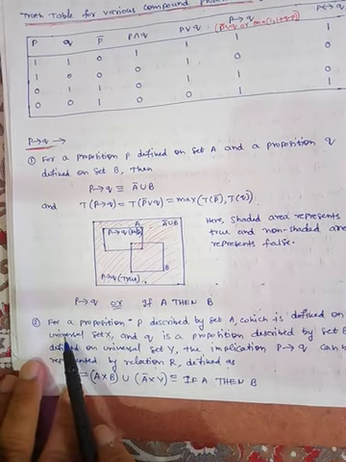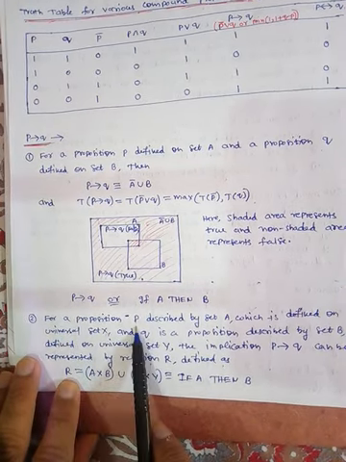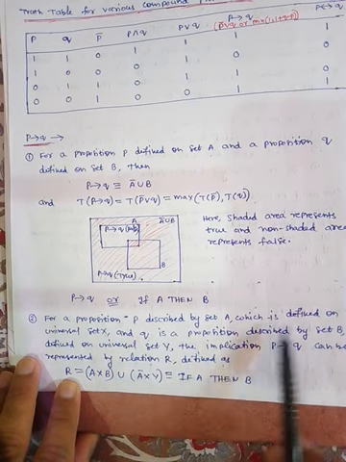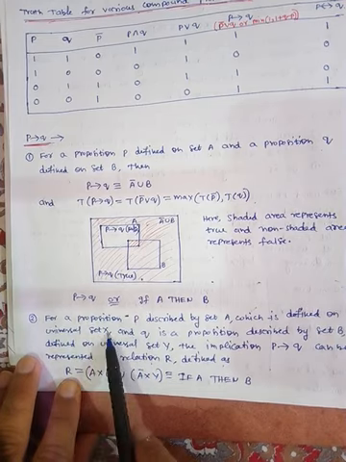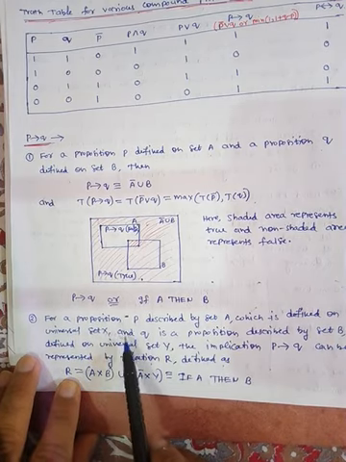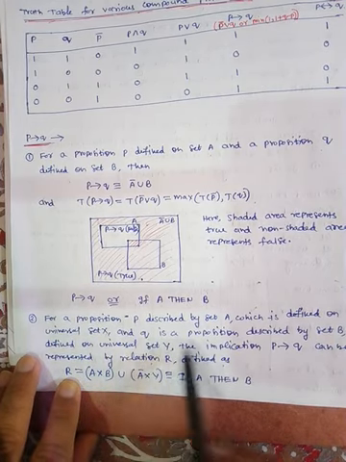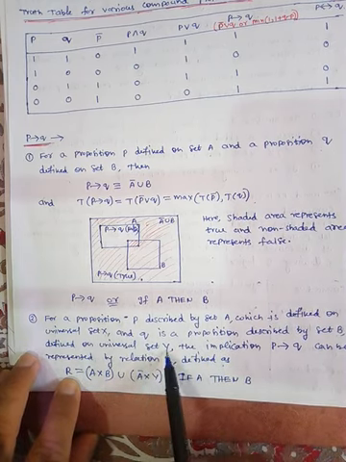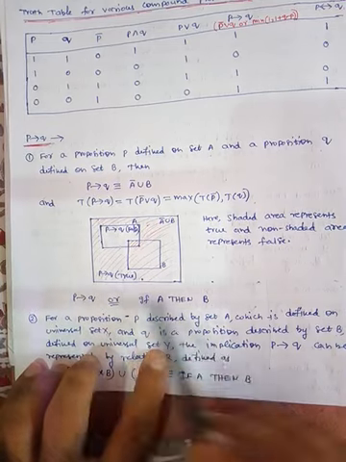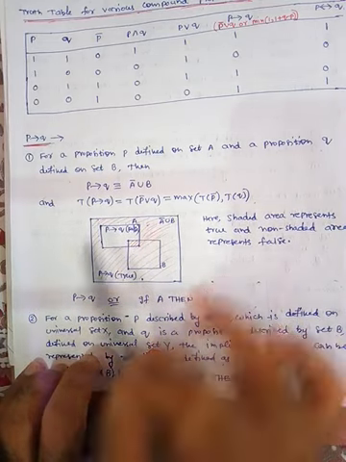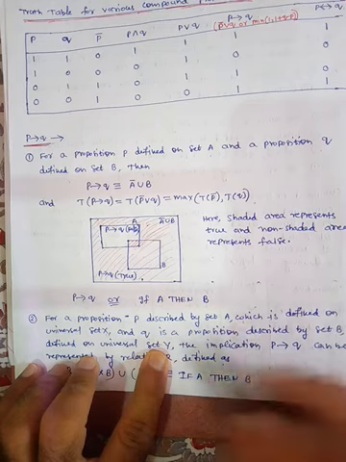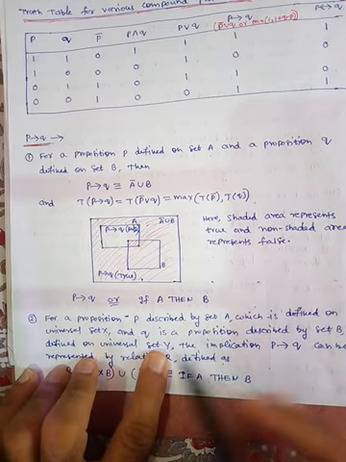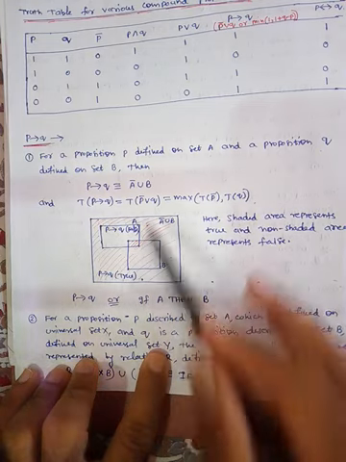Another form is for a proposition P described by set A, which is defined on universal set X. Again, proposition Q is described by set B, defined on universal set Y. Previously, both were defined on the same universal set. However, here the universal sets are different. For A, the universal set is X. For B, the universal set is Y. This is the difference between these two.